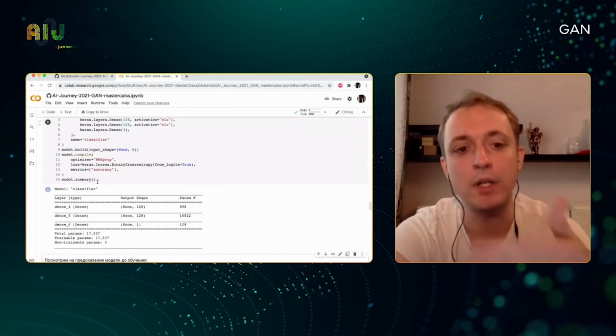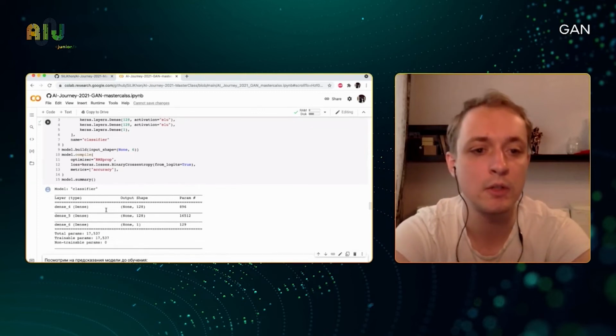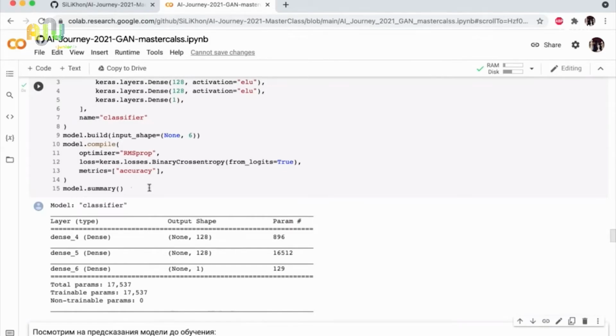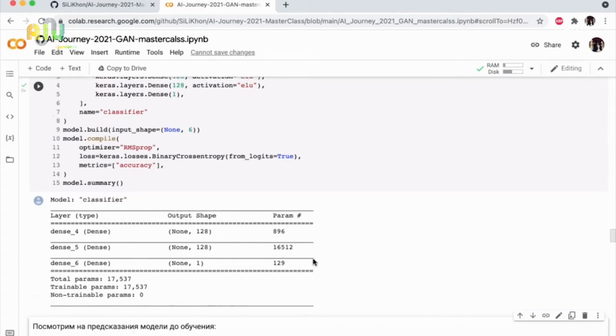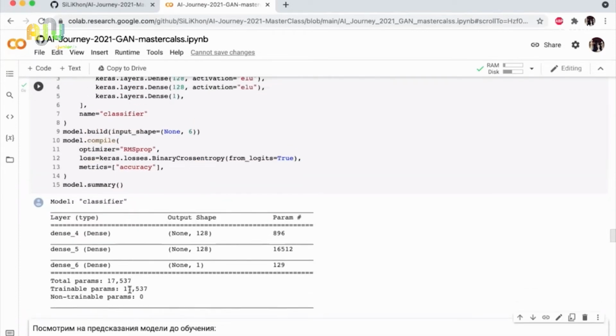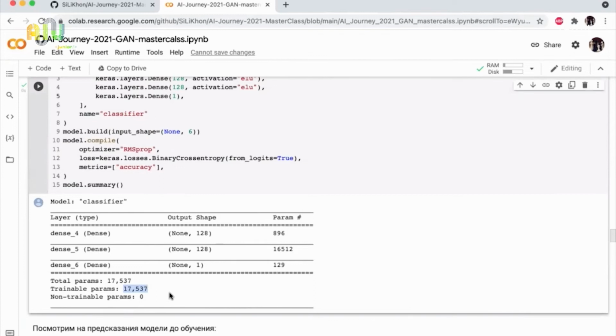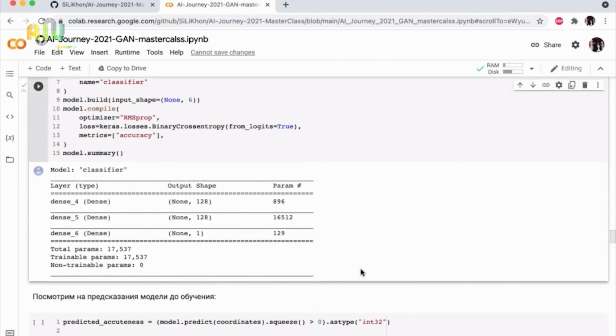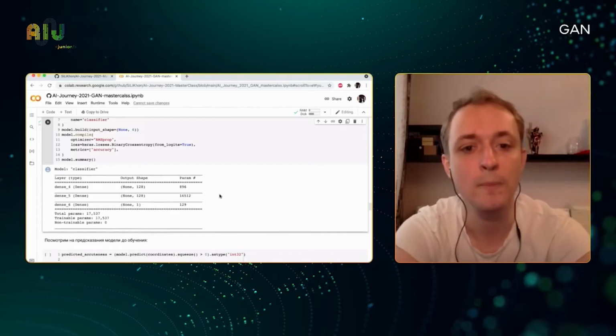Also, I used this summarizing function tagged as summary if you want to see how your model is designed. So the functions and the numbers. We have a number of common parameters, 17,000. So it's a big number.